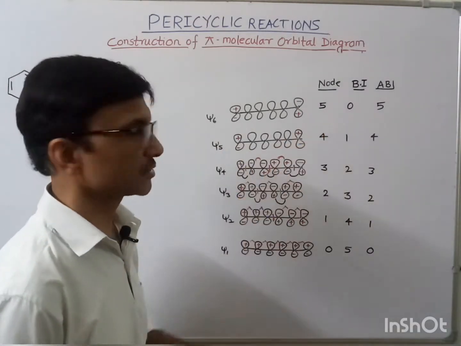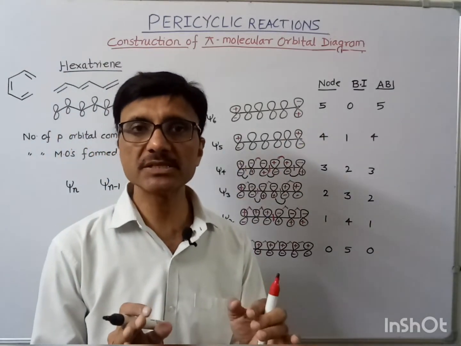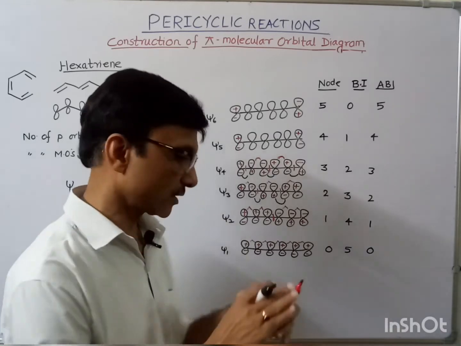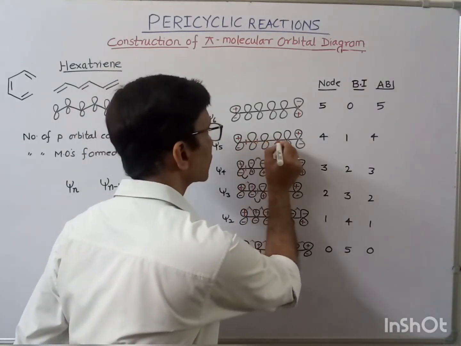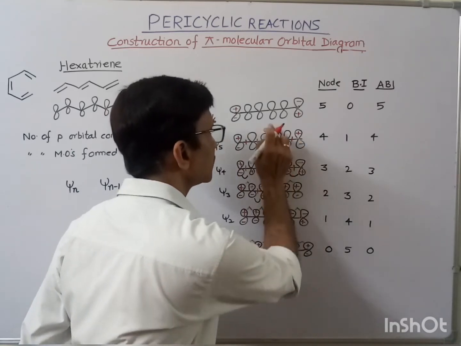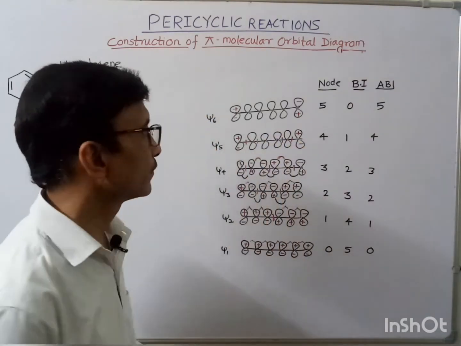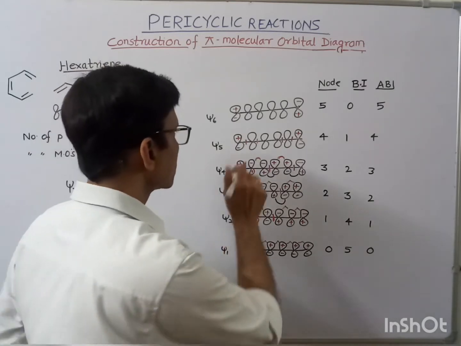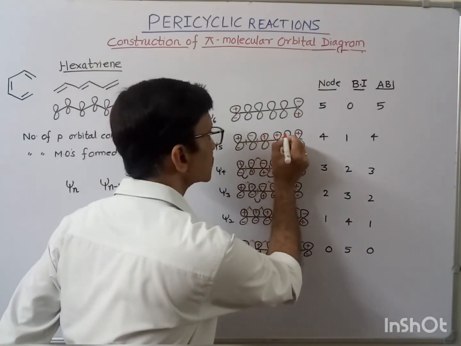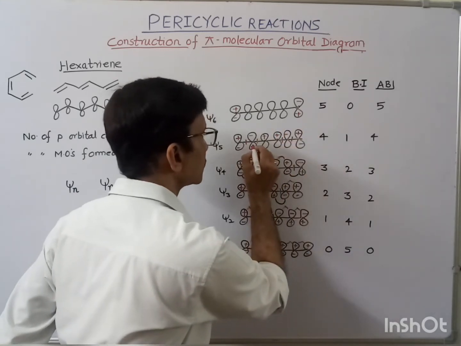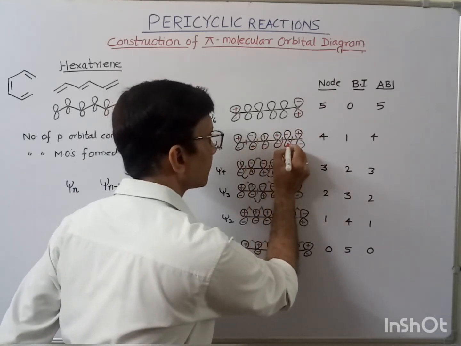Psi 5, four nodes. If four nodes, it means they should not pass through the center. So the only possibility is one node over here, here, here, here. Leave this center, and these are the four nodes. Okay, so give the sign plus, minus, plus, plus, minus.